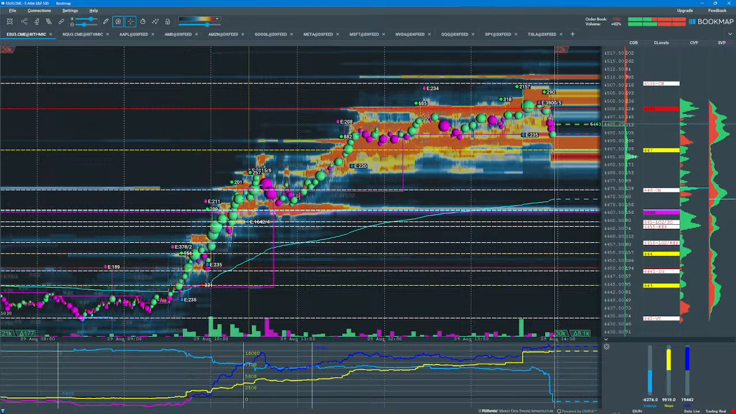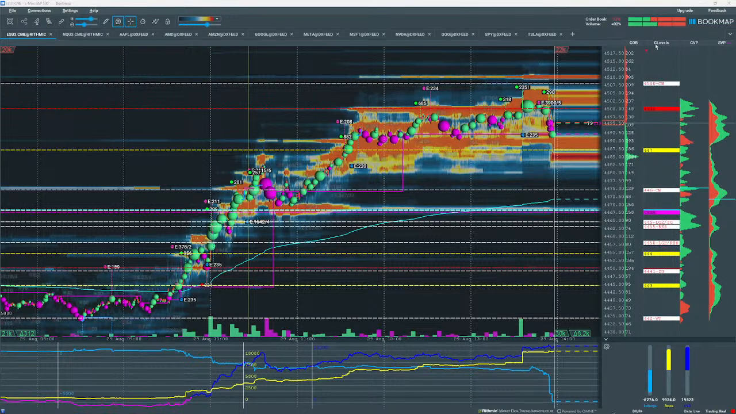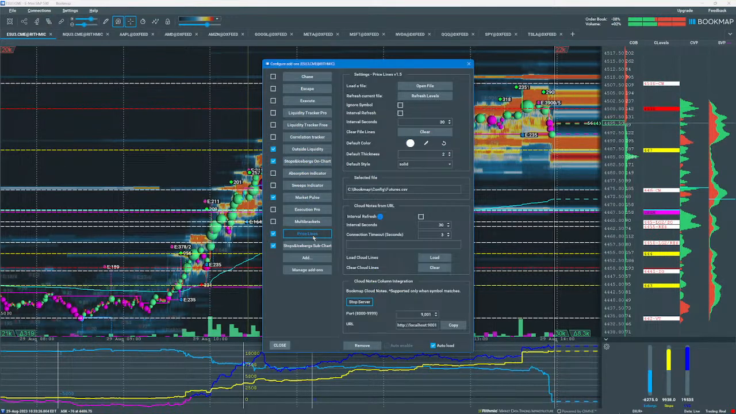All right, let me check for questions. Andrew asks, how do we add the section where it says C levels to Bookmap? What Andrew is asking about is this right here. This is my Cloud Notes, and I use an add-on that's available in the Bookmap marketplace called Price Lines.